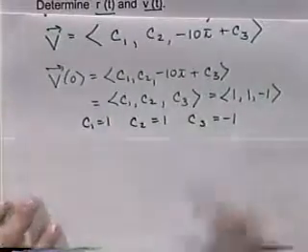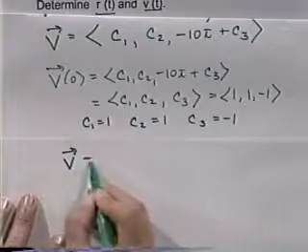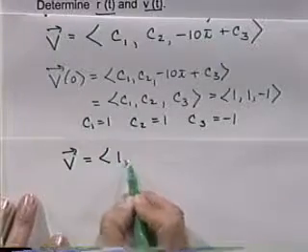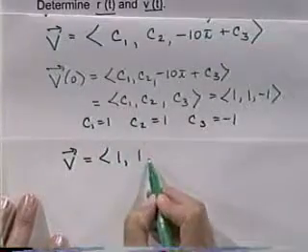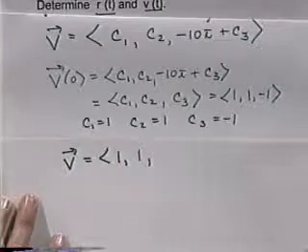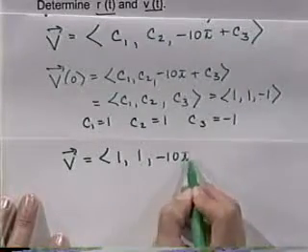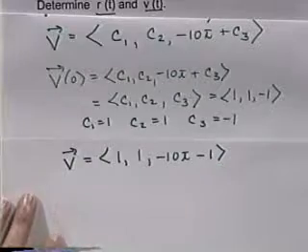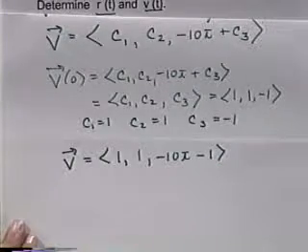So now that I know what C1, C2, and C3 are, I can write what v is. v is equal to C1, which is 1, comma, C2, which is 1, comma, C3 is negative 10t minus 1.